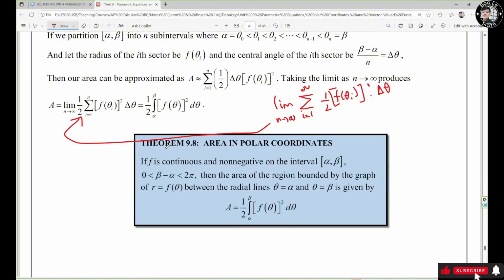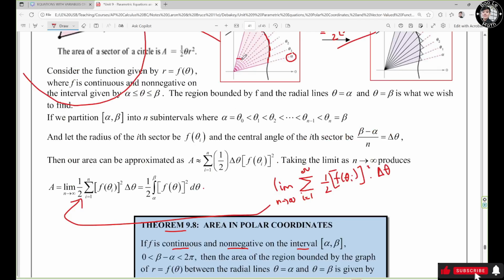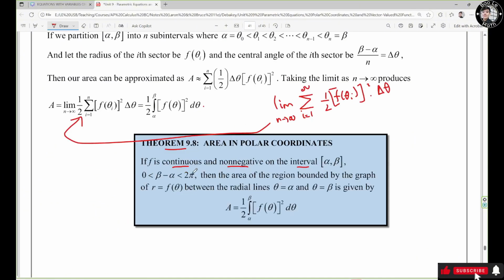That's why we have this theorem right here: area in polar coordinates. If the function f is continuous and non-negative on the interval alpha to beta, where beta minus alpha, which is the angle right here, I call this theta, is from 0 to 2 pi, then the area of the region bounded by the graph of r equals f of theta between the radial lines theta equals alpha and theta equals beta is given by this formula.